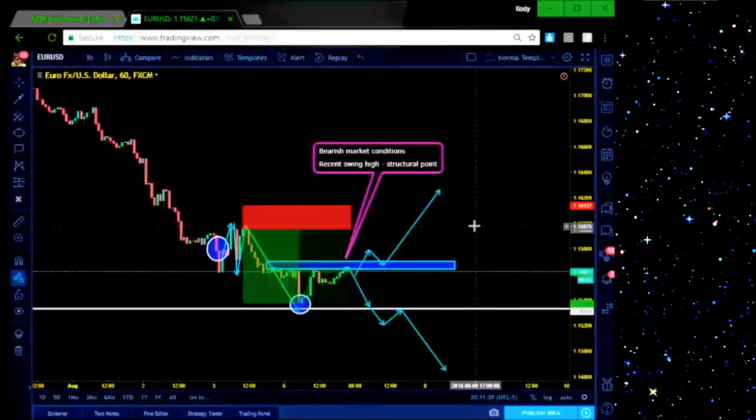Is that an inverted head and shoulders though? Yes, it is. But the inverted head and shoulders doesn't activate until, guess what? The neckline breaks. What's the neckline? The neckline structure.